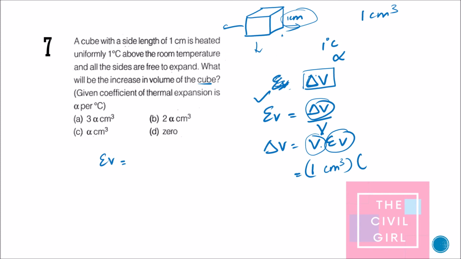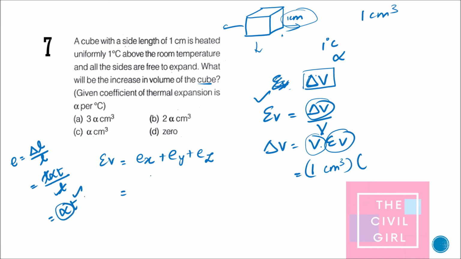So this becomes 1 into the value of the volumetric strain. Volumetric strain for a 3D body is strain in x plus strain in y plus strain in z direction. What is the strain in x direction? Strain is change in length by original length, which is L alpha T divided by L. So strain becomes alpha T, and T is equal to 1 degree centigrade, so epsilon x is equal to alpha, and it is the same for all the three sides. So it is alpha plus alpha plus alpha. So volumetric strain becomes 3 alpha.